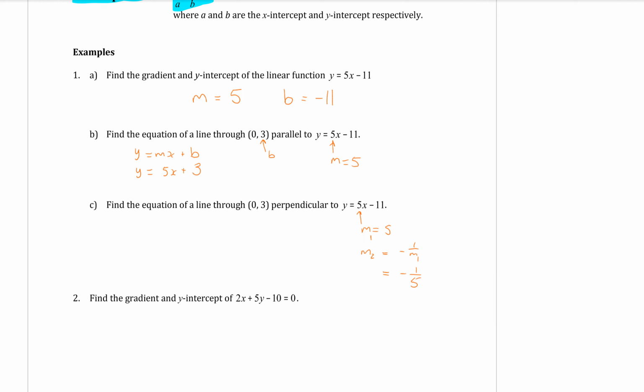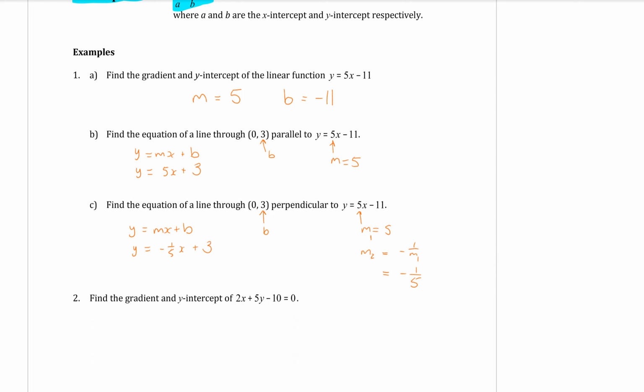I want to use that perpendicular gradient and the point, again, because it's a (0, 3), that 3 is my y-intercept. And I can put that into my y equals mx plus b. So that is y equals minus 1/5 x plus 3.